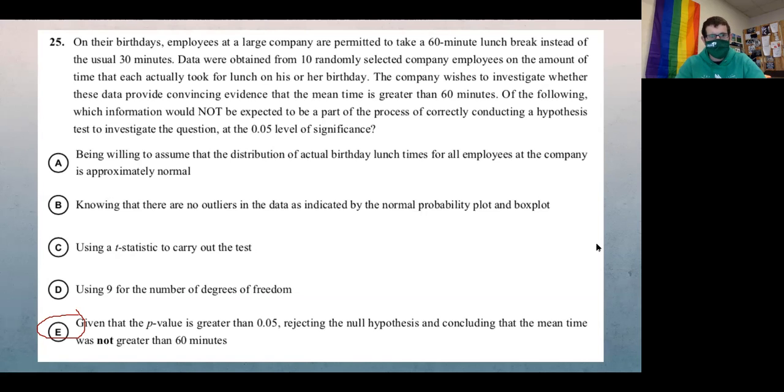The last one is where we make a mistake. If your p-value is greater than 0.05, then we would fail to reject the null hypothesis. And we would conclude, so it's just weirdly stated here, the conclusion is correct. We would conclude that, or at the very least, we don't have convincing evidence that the time is greater than 60 minutes, but we should have failed to reject the null hypothesis, not rejected it.